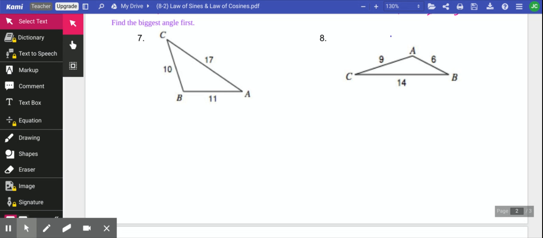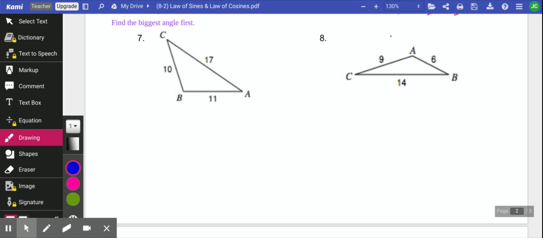Now, when you're doing one where you don't have any of the angles, you want to find the biggest angle first. Otherwise, weird stuff can happen. So that is definitely a key. So jot that down for yourself: find the biggest angle first. We can see from this that 17 is the biggest side. So that means we need to find angle B first.